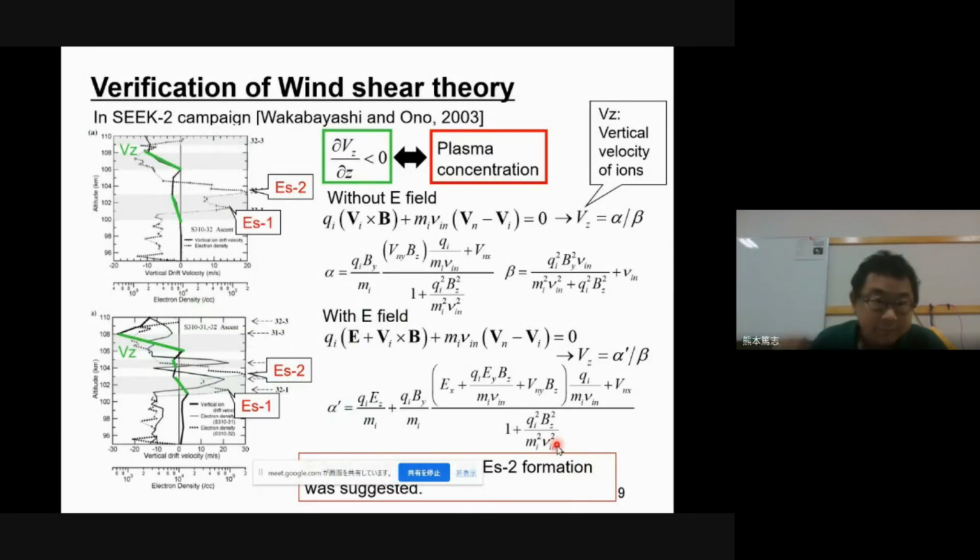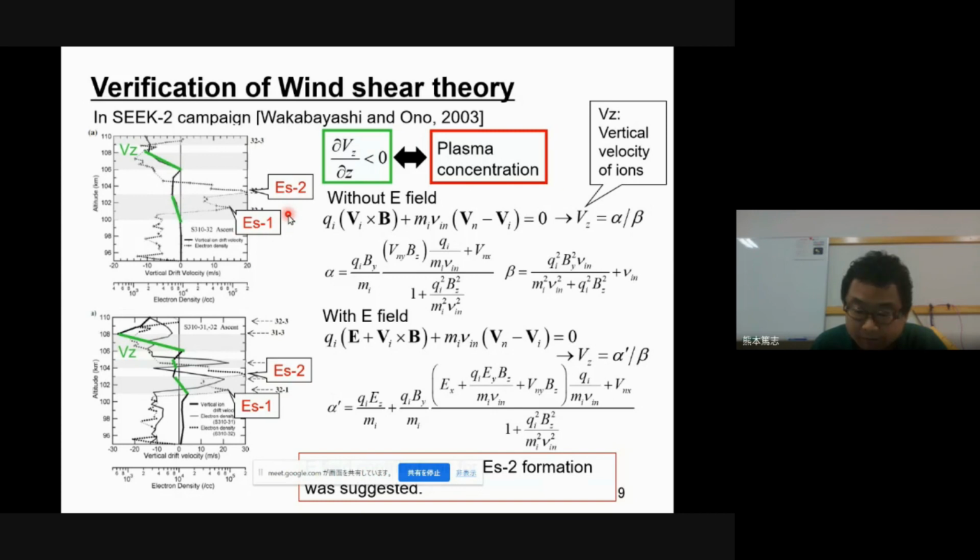And the verification of the wind shear theory was tried in the sixth campaign. In the sixth campaign, two split ES layers were observed by NEI installed on 2 rockets. In this campaign, in addition to the electron number density, electric field was measured by dipole antenna, and wind velocity was measured by the trimethyl aluminum release from the rocket.